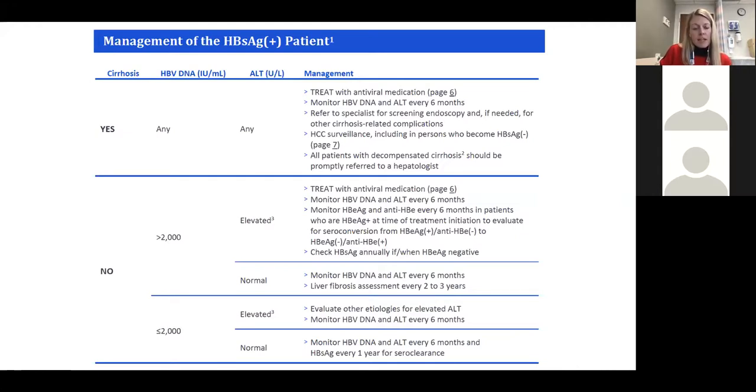If they have an elevated DNA level but normal LFTs, then that's someone you can just monitor. If they have a hepatitis B DNA level less than or equal to 2,000 in the setting of elevated LFTs, you really want to go searching for other reasons why their LFTs might be elevated. See if there's any co-occurring viral hepatitis. Is there autoimmune hepatitis? Are they drinking? Things like that. But you can continue to monitor and don't necessarily need to start treatment. And of course, if their Hep B DNA is low and they have normal LFTs, then that's also somebody that you can just monitor.